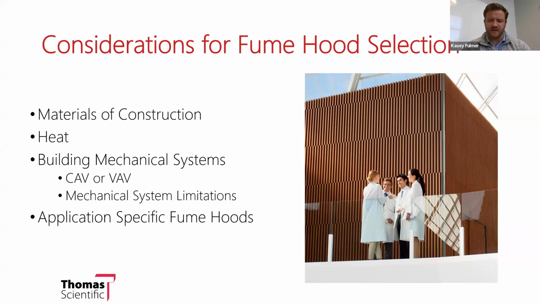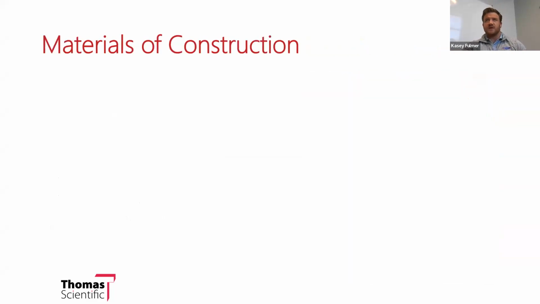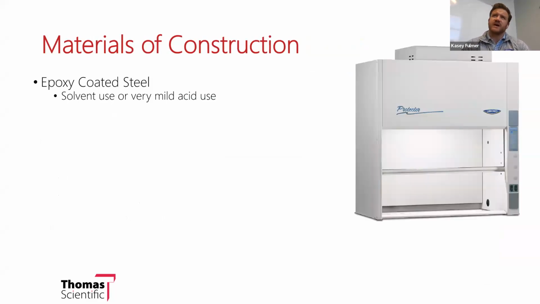So let's break those down a little bit individually. We'll talk about the materials of construction first. There's all sorts of materials of construction of fume hoods. We're going to talk about a few main ones that you'd see in the industry today. The first is epoxy coated steel, and that is a very basic type of liner. It's exactly what it sounds like. It's got an epoxy, which is chemically resistant, but it's coated over steel, and steel is not typically very resistant to acids or corrosion.